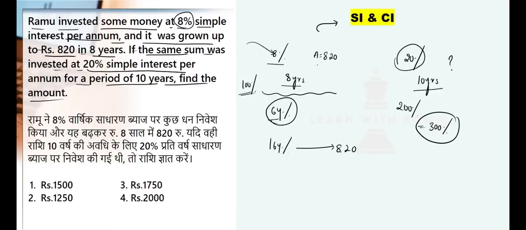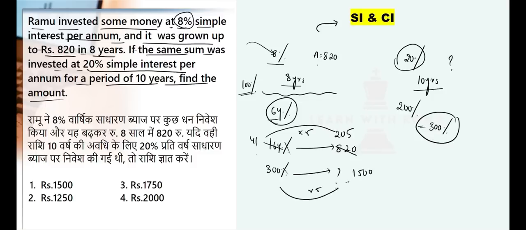So if 164% is 820, I want 300%. That's all. See here, percentages get cancelled. 4 41s is 164, 4 205s is 820, 41 5s is 205. Similarly, 300 how much? 1500 is our answer. Option number 1. Next question.